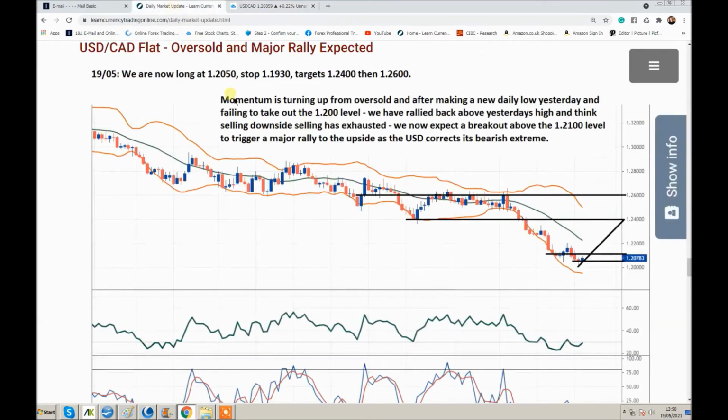Now, in terms of ourselves, we've come in long at 120.50, and we're at 120.78. The reason we've come in is you've got that little spike tail down there towards the 120 level. No more sellers, and we've come up, okay? So I'm looking for a rally up to at least the 124 level, possibly a run on to 126.